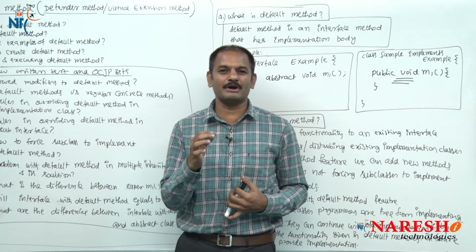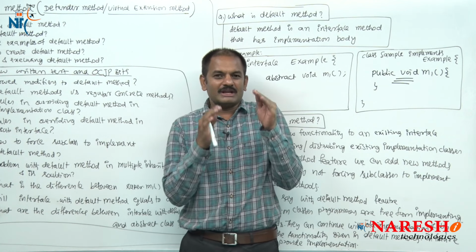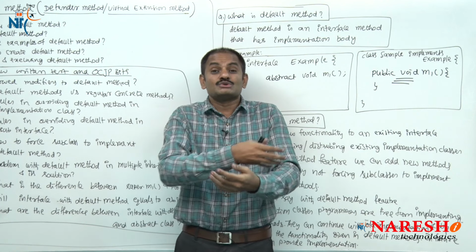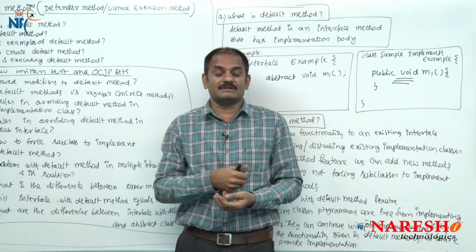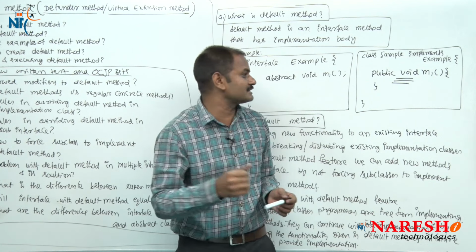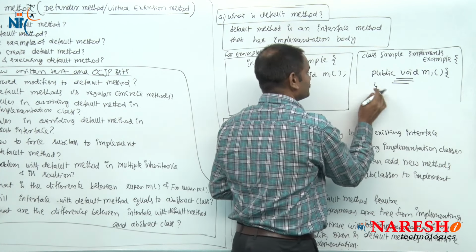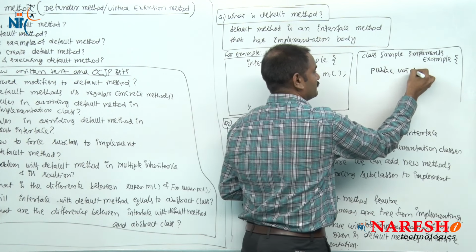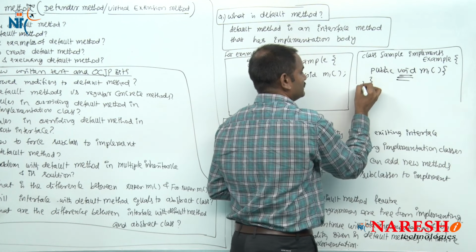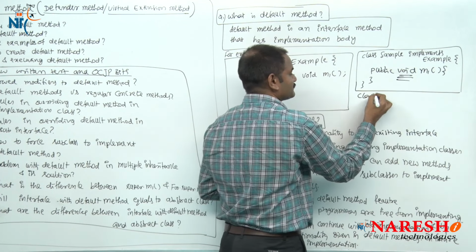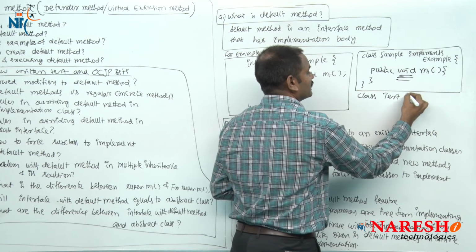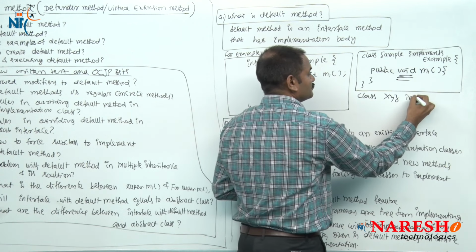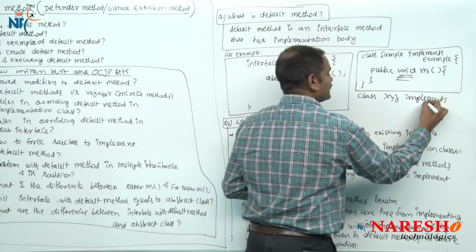Now observe the problem here: once an interface with operation declarations is released in the market, there will be so many implementation programmers, so many third party people implementing it. To understand that, let me write an example. I have a class called Sample implementing this interface with a public void M1 method, with some logic added here. Now I take another subclass, let us say class XYZ, which implements the same interface Example.